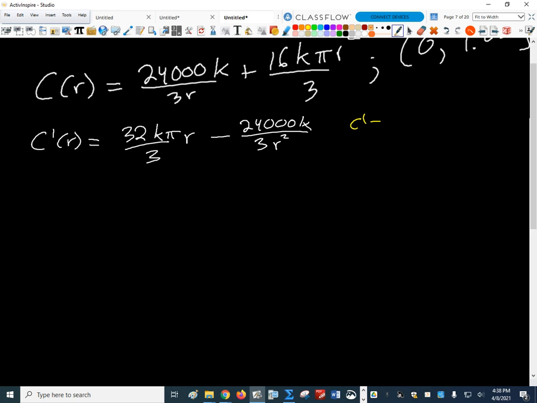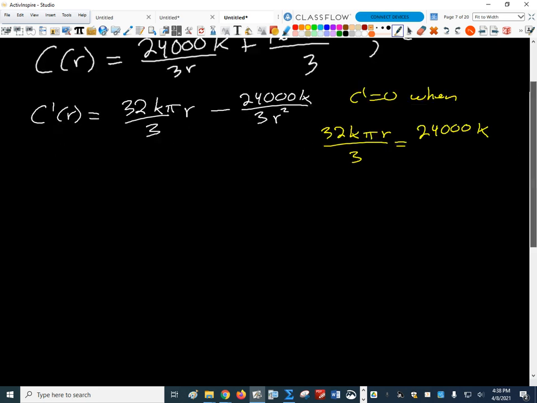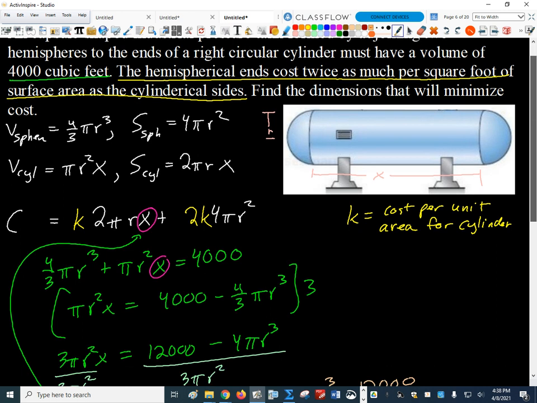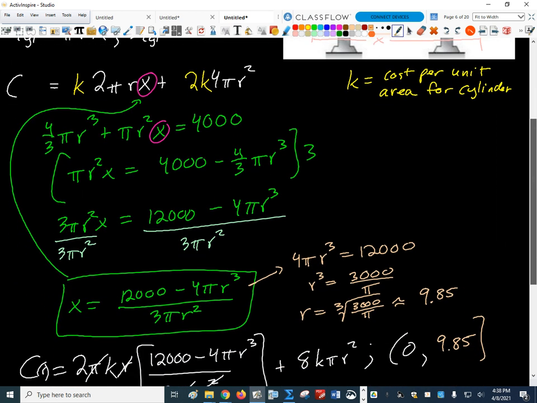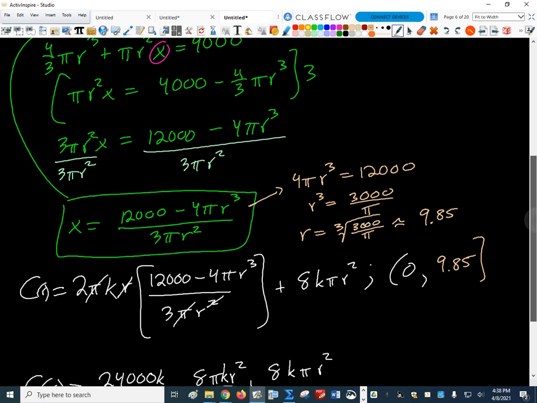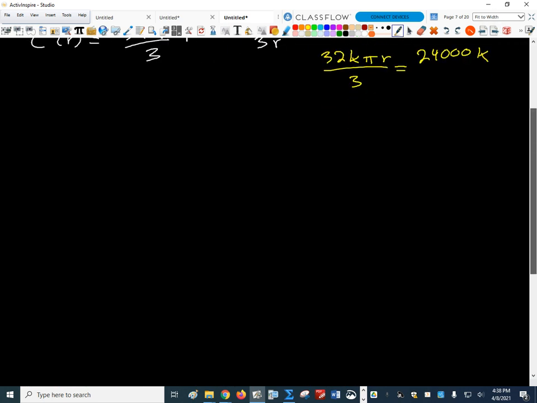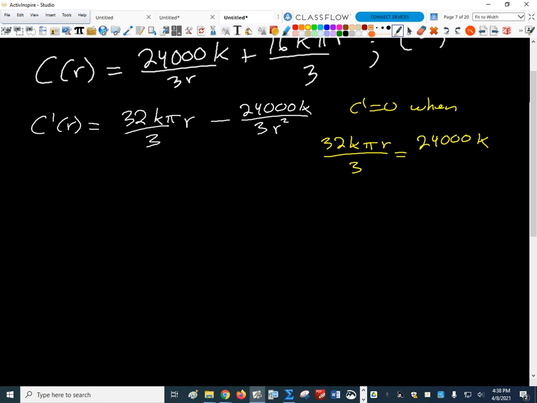So C prime equals 0 when these two terms are equal. So when 32k pi r over 3 equals 24,000k over 3 r squared. No pi in that one, is that right? Did I do that wrong? Let's double check something. Oh, the pi's canceled, that's right. Okay, no, we're good.